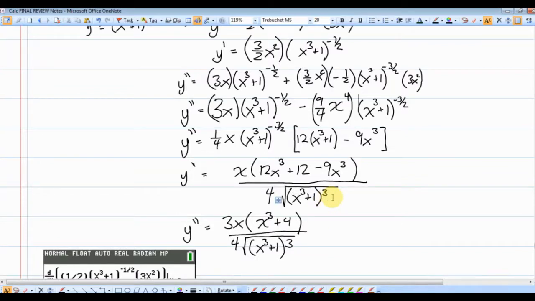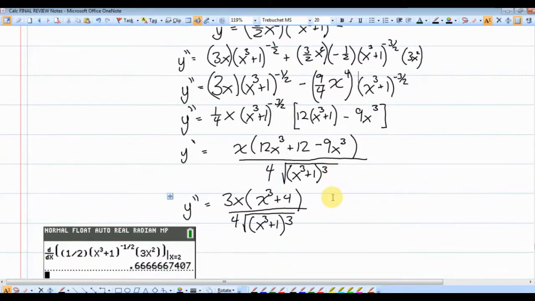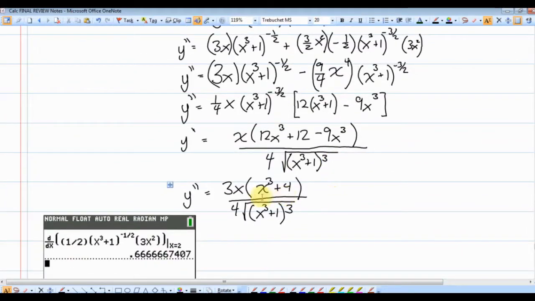Not yet. Then I'm going to go over here and simplify the numerator. Factor out a 3. And that's the second derivative. Aha. Now I know why we had that box. You could have done it in your calculator.